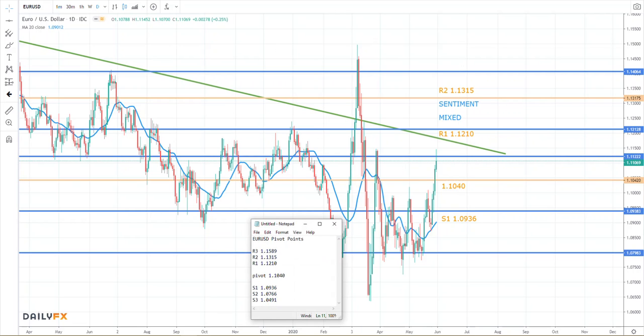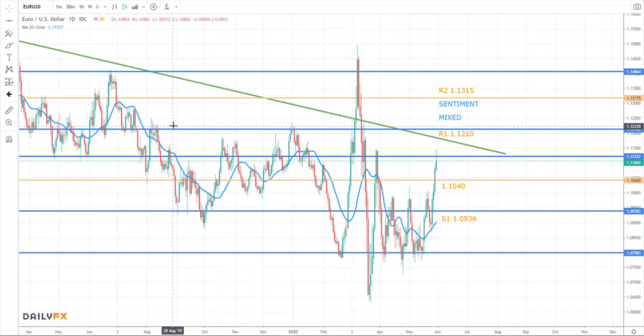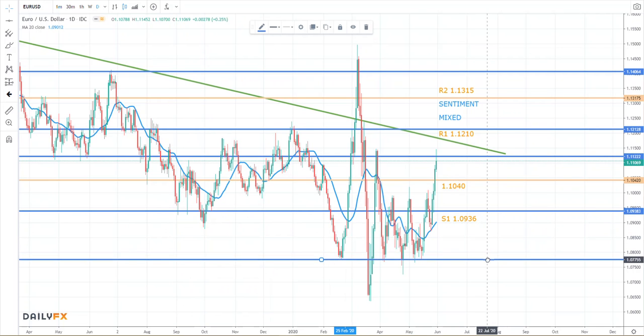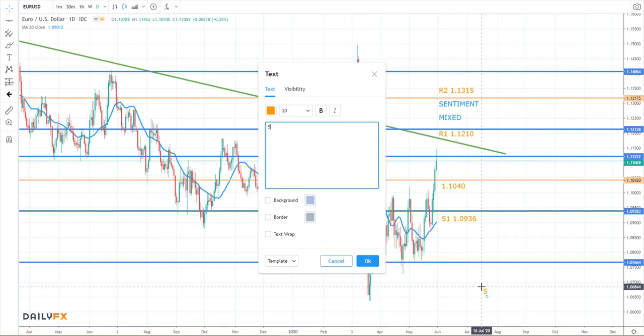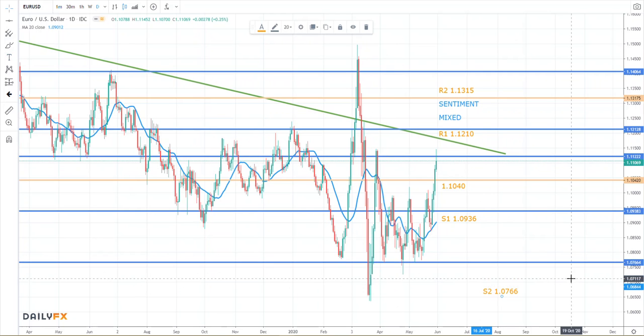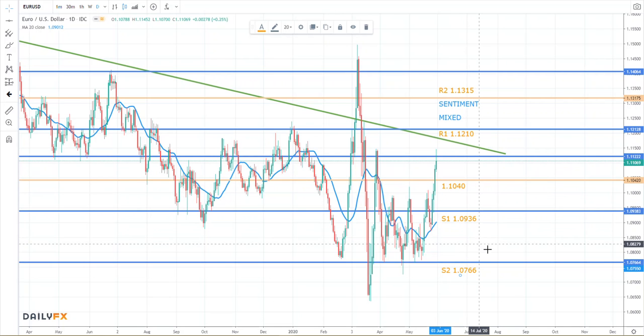What about our S2? What's our support 2 at? 1.0766. Okay, here we go. This one lines up with this bottom line here, 1.0766. We bring it down about 30 pips, and there we go, S2. So either way, we're going to need to see some big forces move the market in order for us to push towards our support and resistance zones.